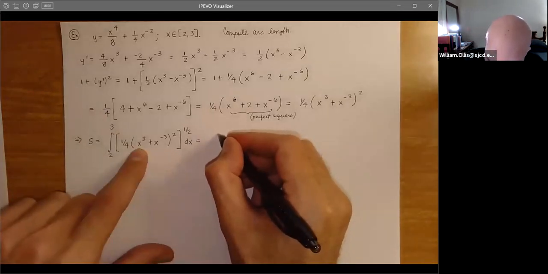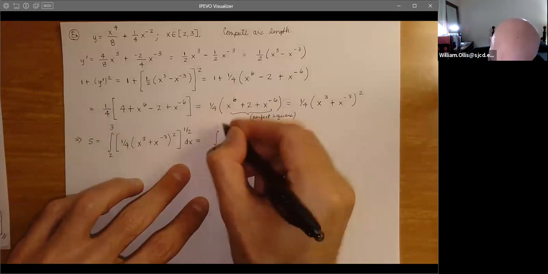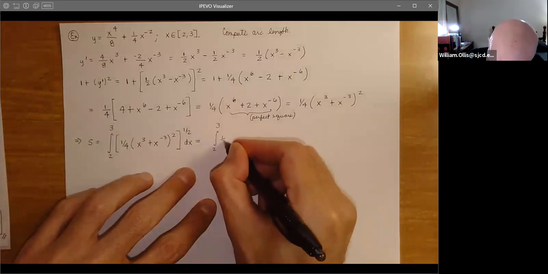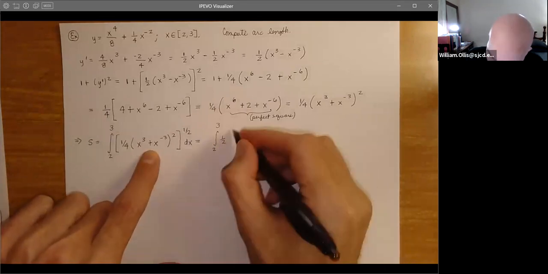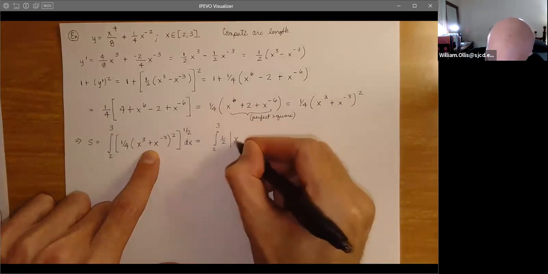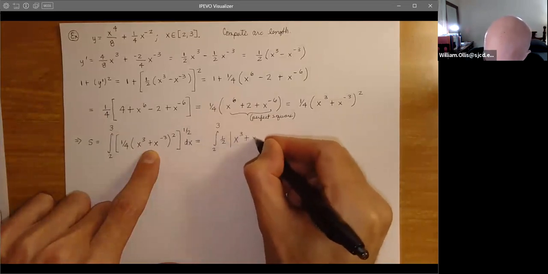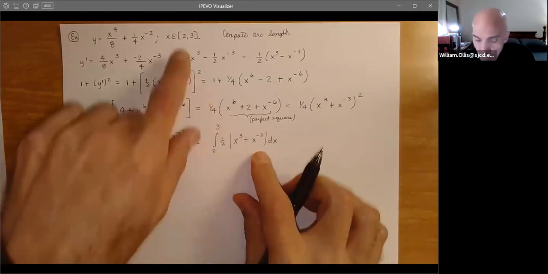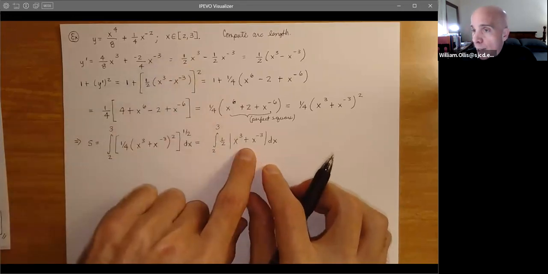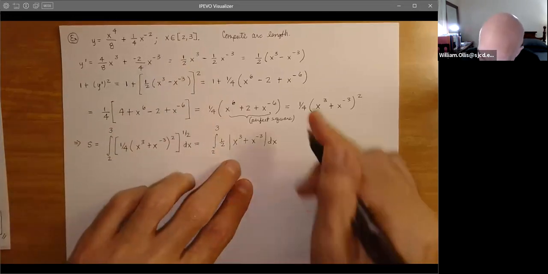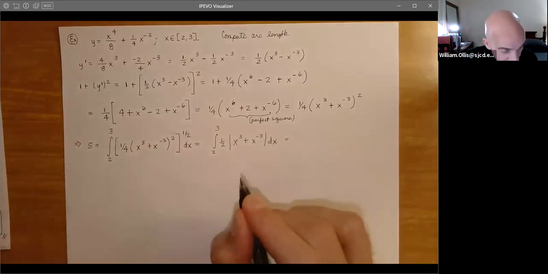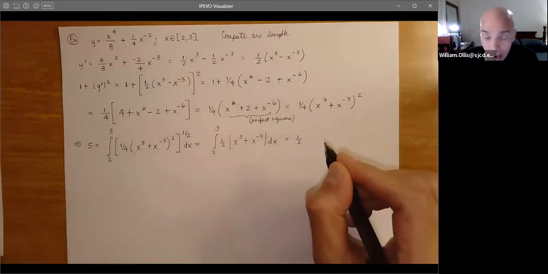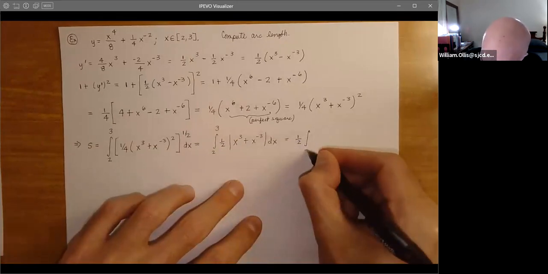So this, when we take the square root, 2 to 3, of course the square root of 1/4 is 1/2. And then of course we're taking the square root of the square, so that gives us the absolute value of x cubed plus x to the minus 3. But again, on this particular interval here, these are positive quantities, so we can remove the absolute value. So now we just have 1/2, and you can go ahead and factor the 1/2 here, just using linearity of the Riemann integral.